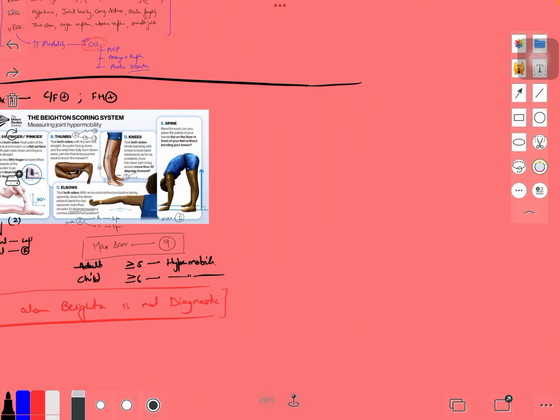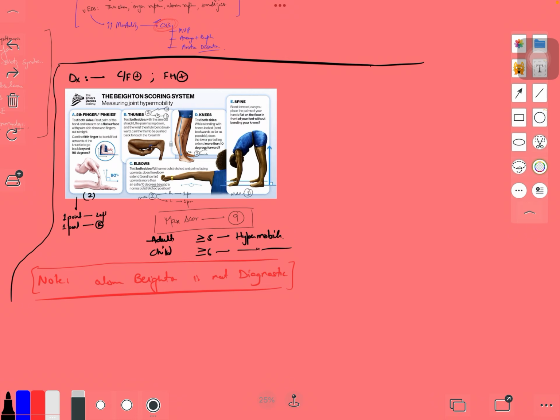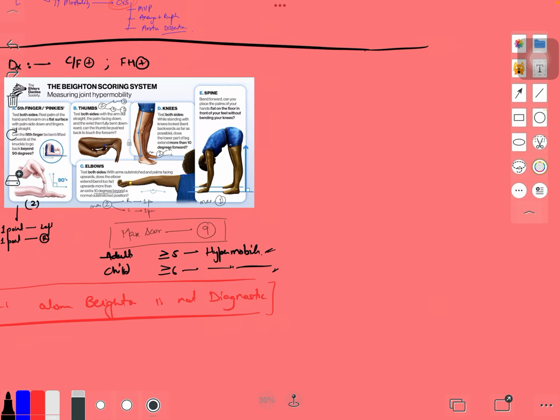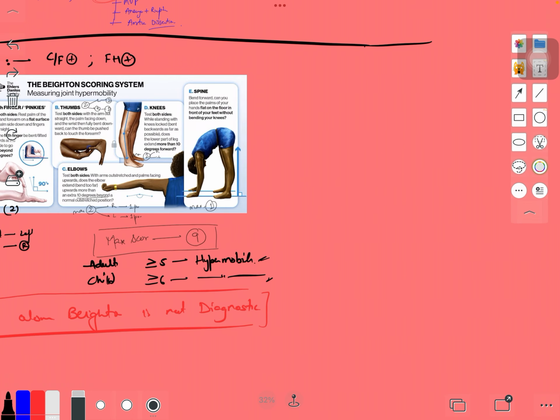This was for the diagnostic, right? After we are done with the Bayesian scoring system and the patient has these findings, we can suspect that the patient may have EDS.